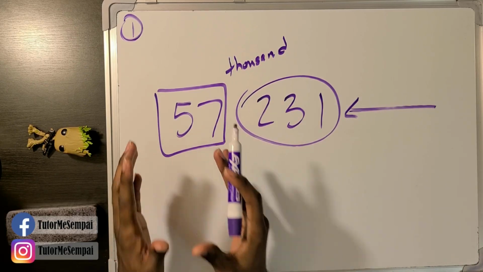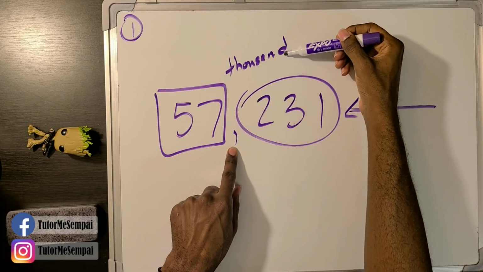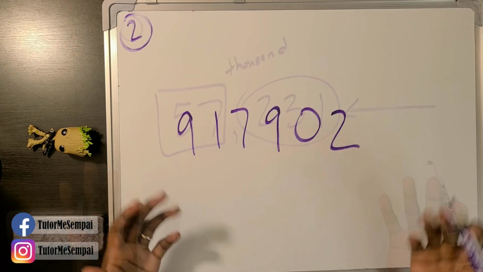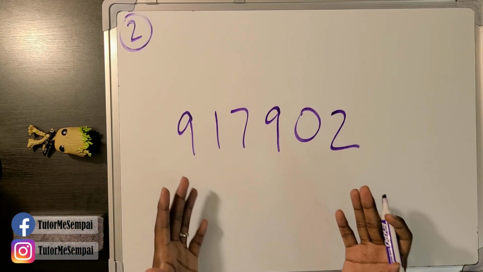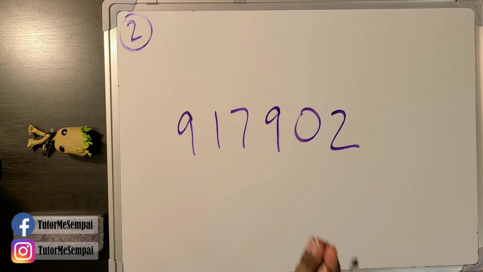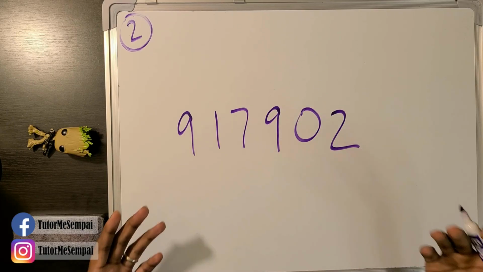As long as you can break them up into their groups, you read the groups, you read the comma, and then you move on to the next group. Let's look at another example. In this example, we have a number this big. Now, once again, the very first thing you want to do is name your commas. So we're going to name our comma.